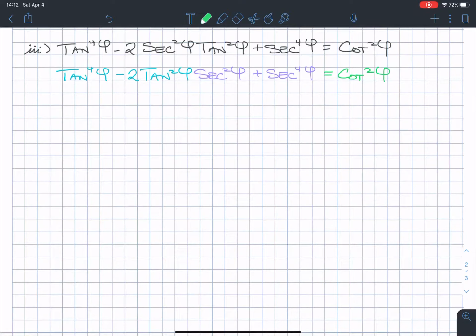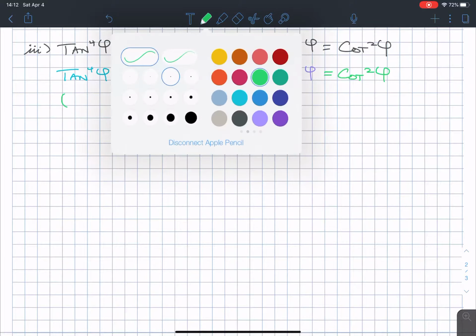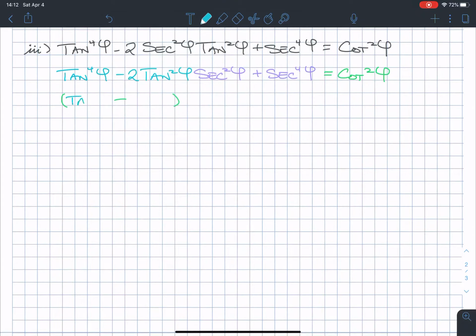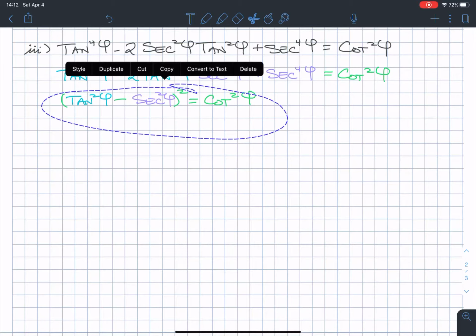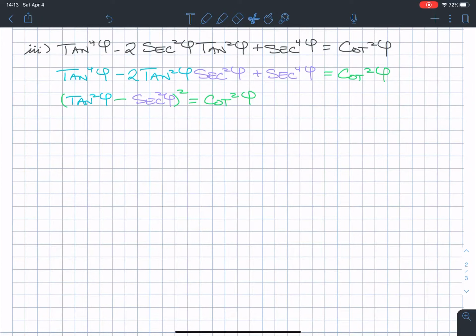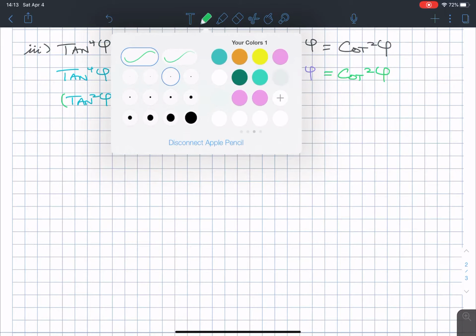So what we have on the left is the difference tangent squared phi minus secant squared phi, all squared. It's a perfect square trinomial, equal to cotangent squared phi. So taking the square root of both sides, let me copy. Actually, before I do that, let's notice something.